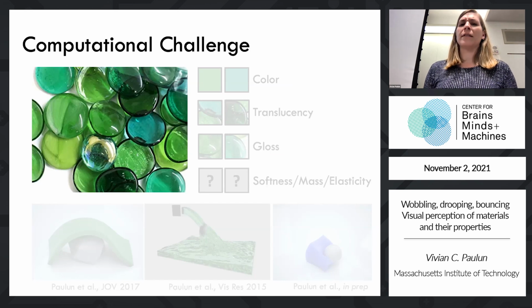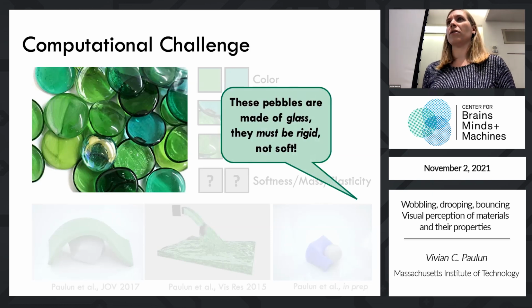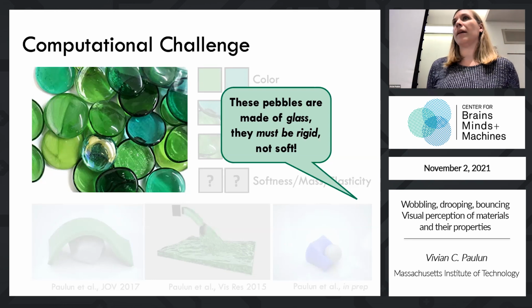And at this point, you might think, this is all nice, but as soon as you showed us this picture, I recognize that these objects are all made of glass, and therefore I know that they're rigid and not soft. And true, much of our perception of material properties might work this way. We recognize materials, and then we have learned to associate these materials with certain properties.